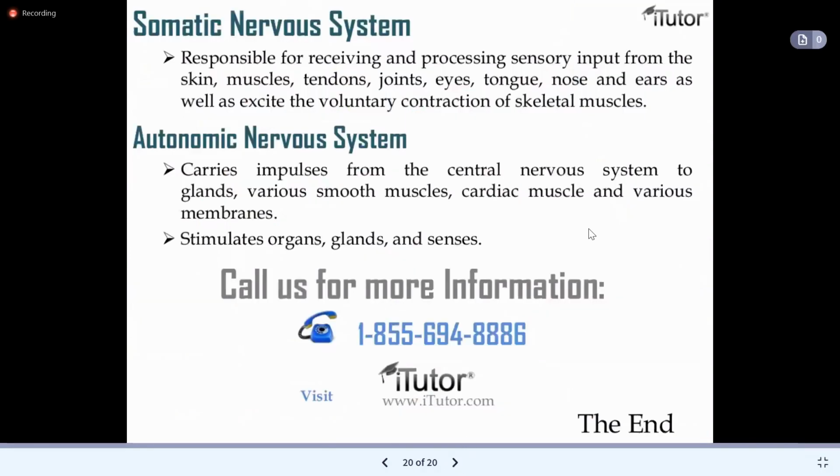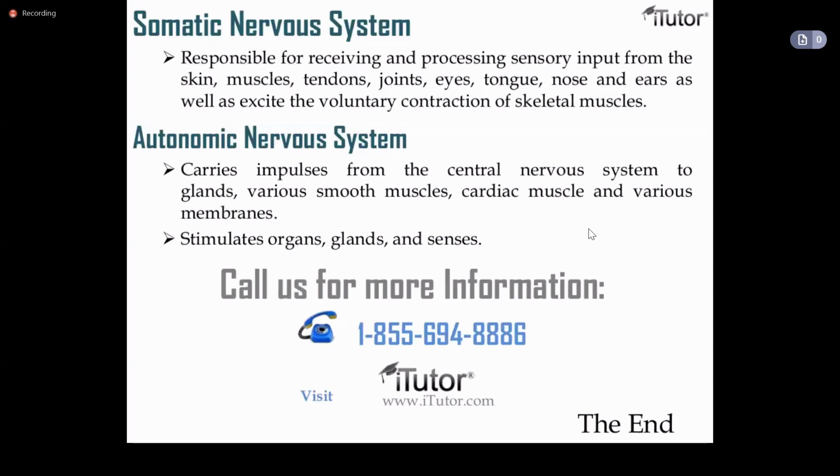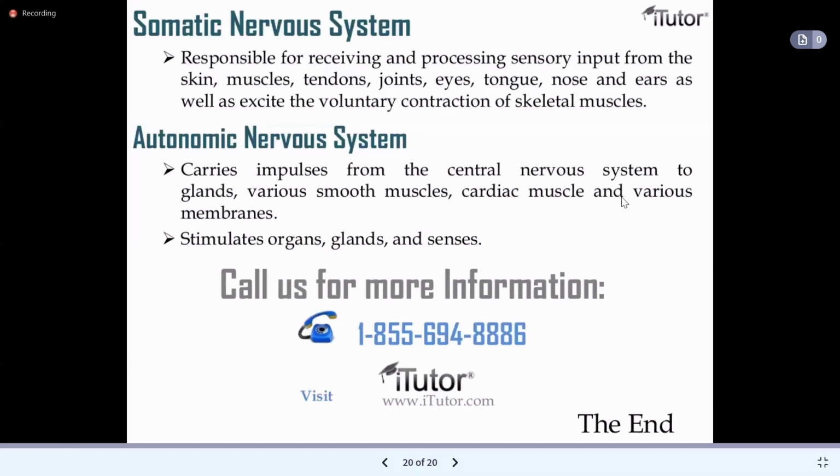Sympathetic nervous system, somatic nervous system, and autonomic nervous system are these. The somatic nervous system is responsible for receiving and processing sensory input from the skin, muscles, tendons, joints, eyes, tongue, nose, and ears, as well as exciting voluntary contractions in the skeletal muscles.